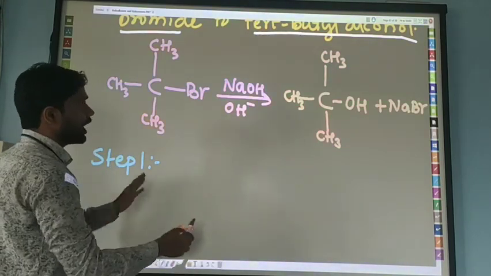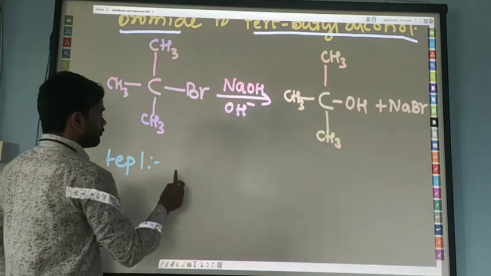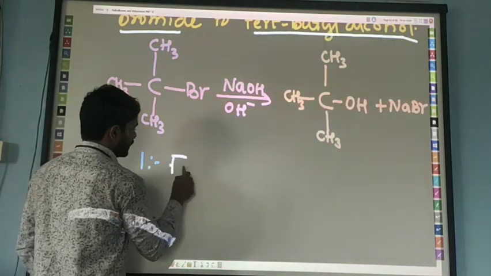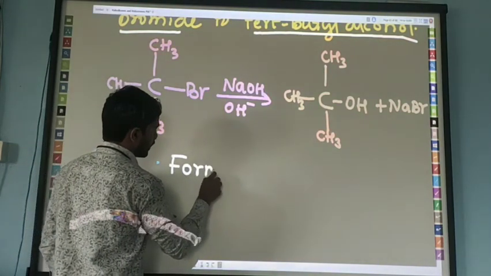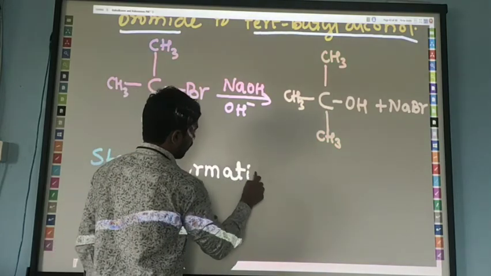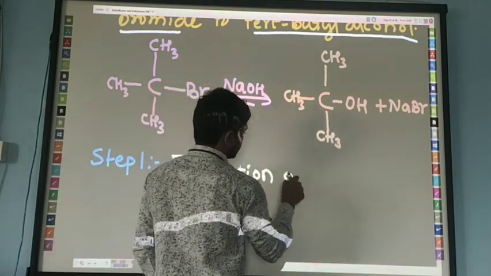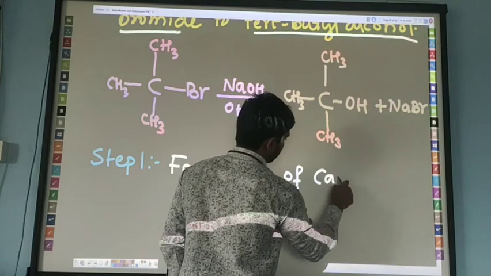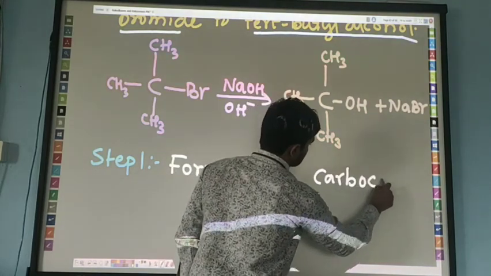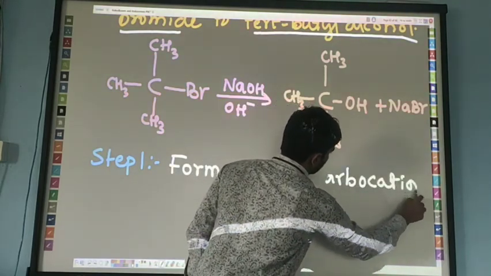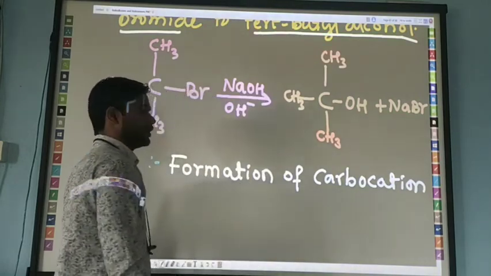What is going to happen in this case? In step 1, there is a formation or generation of carbocation. This is the slowest step of the reaction and it is known as the rate determining step.